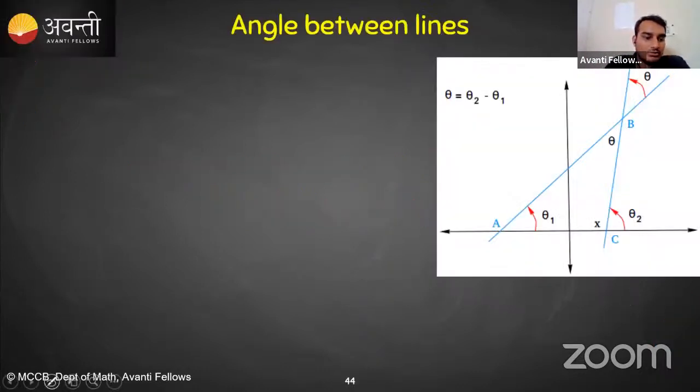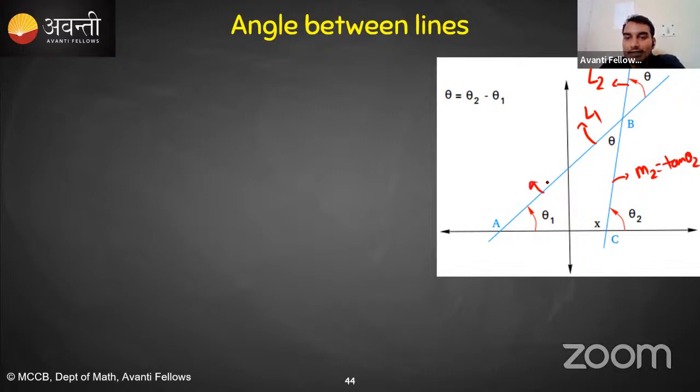So let's start. Let's say this is line L1 and this is line L2. L2 has an inclination with the positive axis of theta 2. If I ask you the slope of line L2, it is nothing but tan theta 2. Similarly, the slope of line L1, which is M1, is nothing but tan theta 1. And these two lines are intersecting at an angle theta.